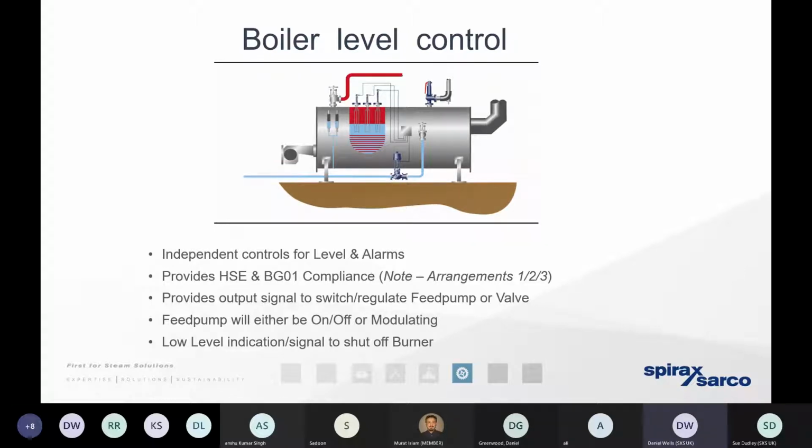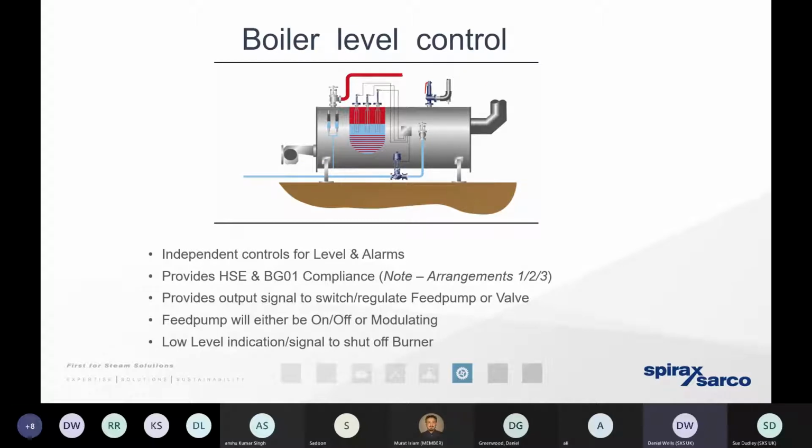If it reaches a high level, it will switch the feed pump off. And there are different types of feed pump as well. There can be what's referred to as an on-off pump or a modulating pump. An on-off pump, well, that typically turns the pump on when the water level reaches a low point and off when it reaches a high point. And the difference between the low and high points can be a significant mass of water.